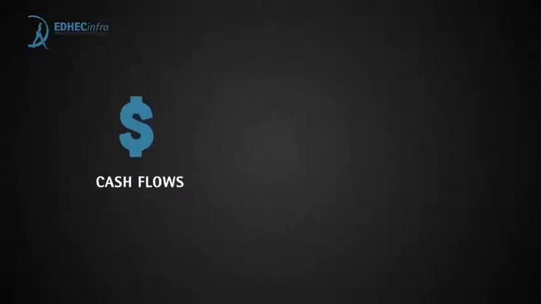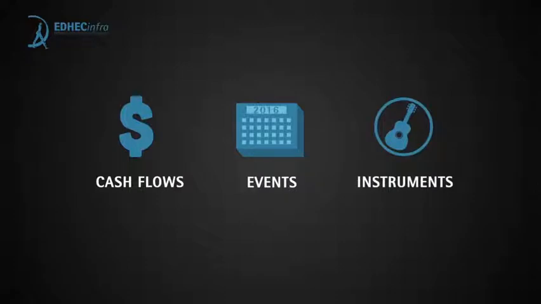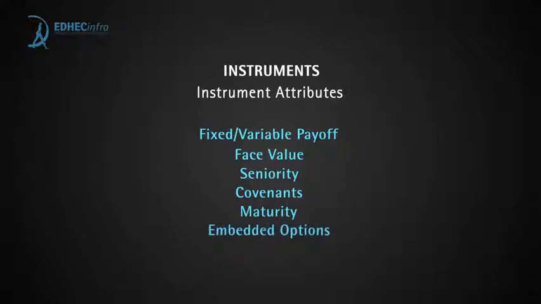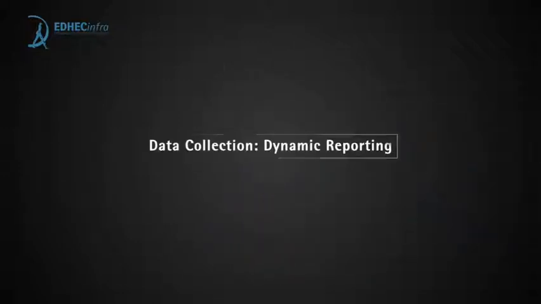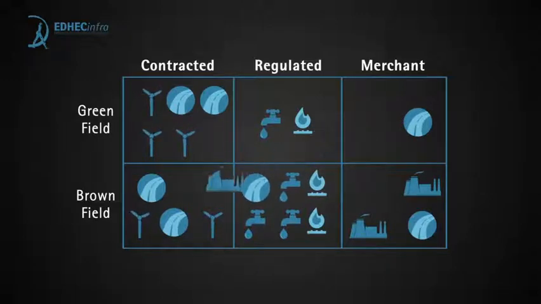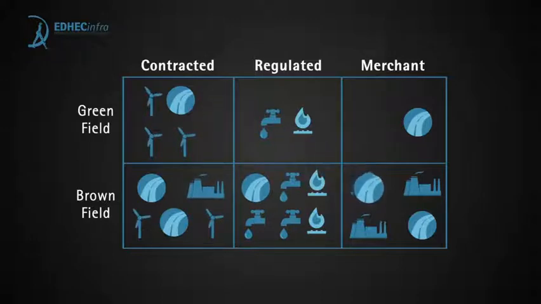What makes infrastructure investable is a set of financial instruments, so we also need to collect this data. These instruments also have their own attributes, such as fixed or variable rate payoffs, face value, or covenants. All of this information must be understood dynamically. It can change in time, and it should be collected in a way that can reflect these changes. For example, an infrastructure project might change its business model attributes as regulation changes, or its offtake contract expires.